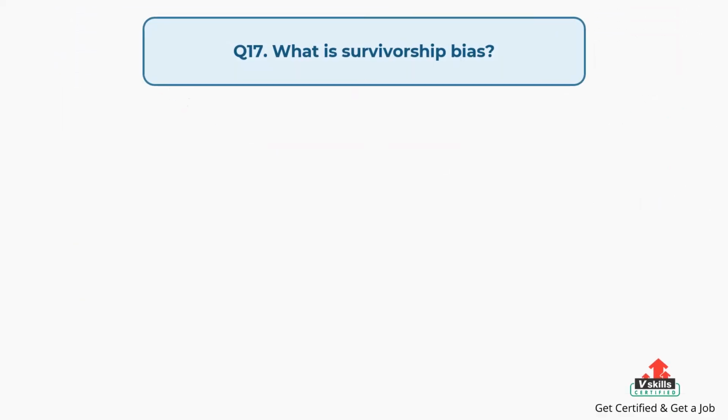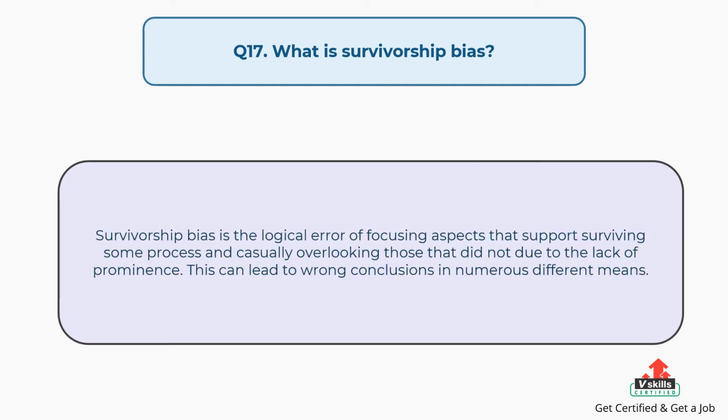Question number 17. What is survivorship bias? The answer is: survivorship bias is the logical error of focusing on aspects that support surviving some process and casually overlooking those that did not, due to the lack of prominence. This can lead to wrong conclusions in numerous different ways.